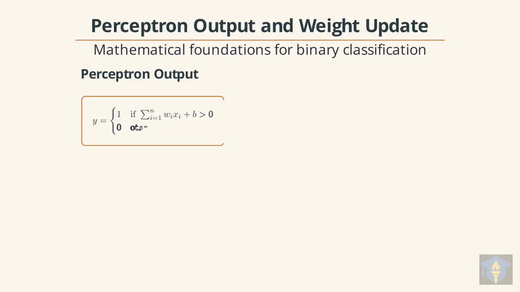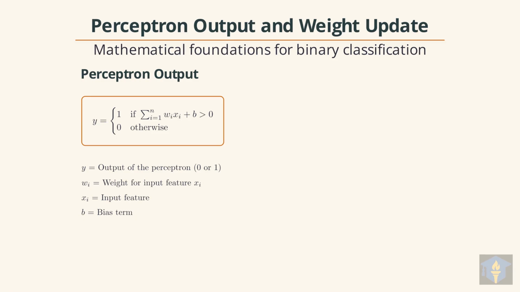First, let's look at the formula that defines the perceptron's output, determining its classification decision. The output, denoted as y, is 1 if the sum of wi times xi plus b is greater than 0, otherwise it's 0. Here, y represents the final output of our perceptron, which will be either 0 or 1. Wi is the weight assigned to each individual input feature xi, influencing its importance, and xi refers to the specific input feature value that the perceptron receives.